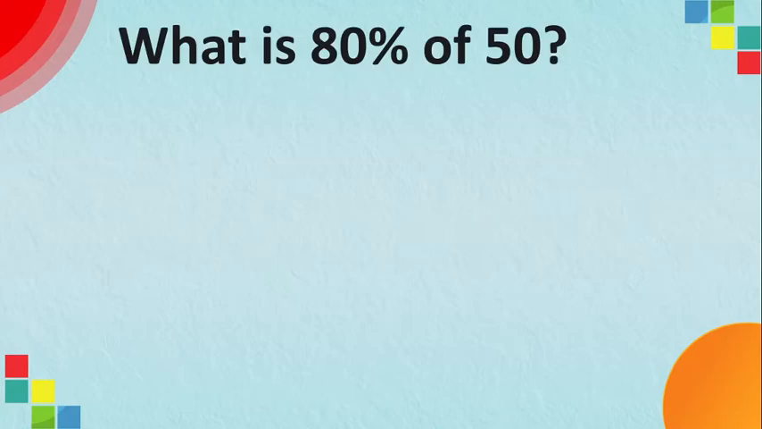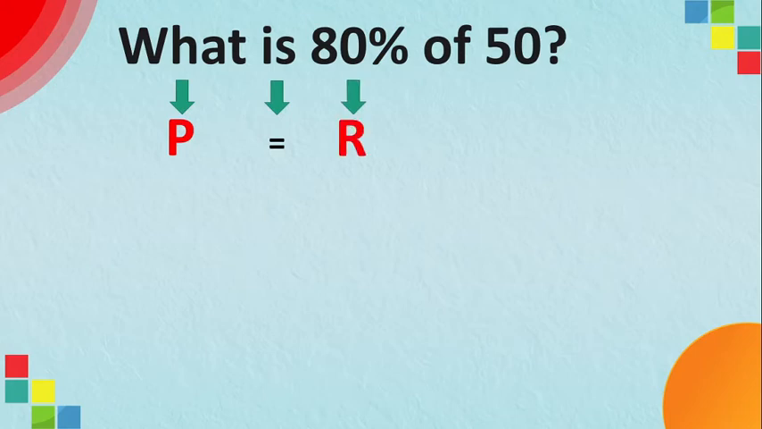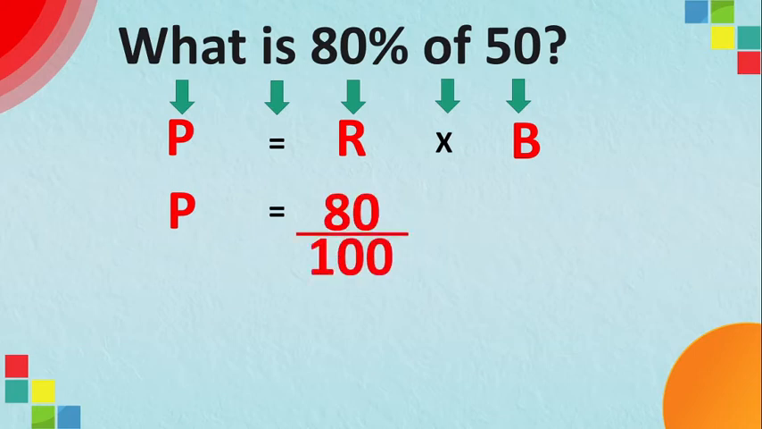This time, let's try to use the fraction form in solving this word problem. As identified previously, what is the percentage is the equal sign, 80% will be our rate, of will be the multiplication sign, and 50 will be the base. So let's change 80% to fraction form. P equals, since percent means per 100, 80 per 100, or 80 over 100, times 50.